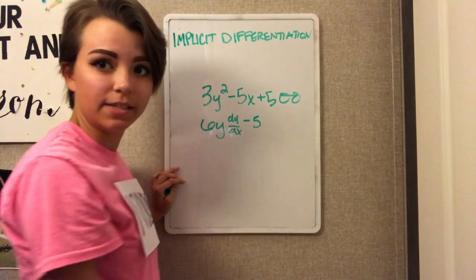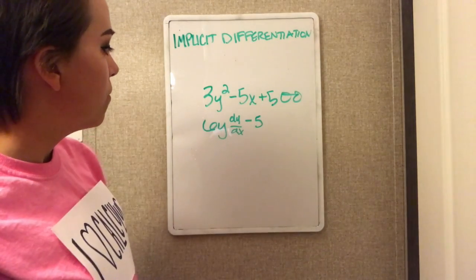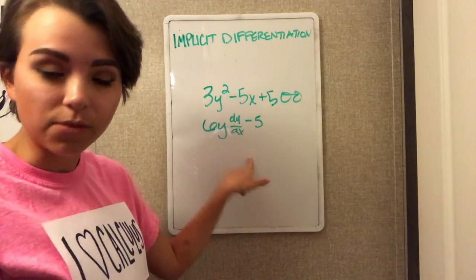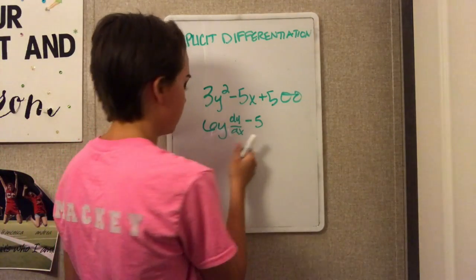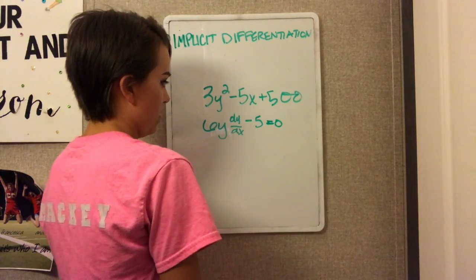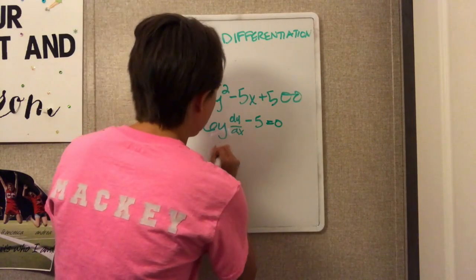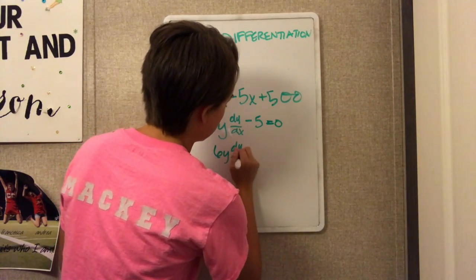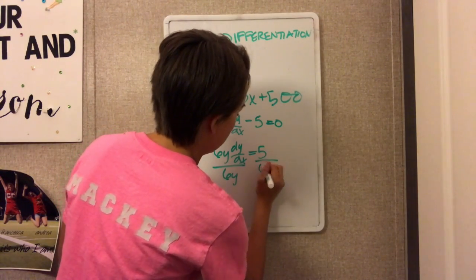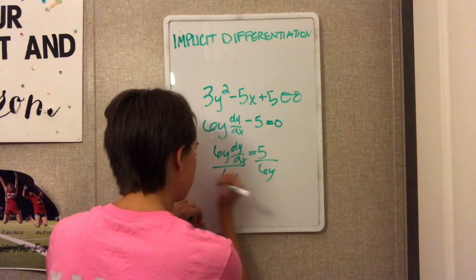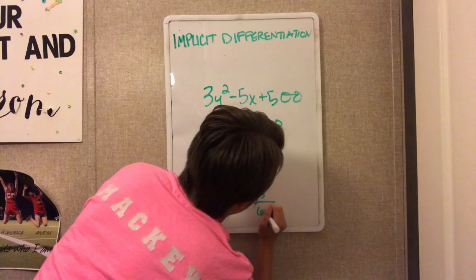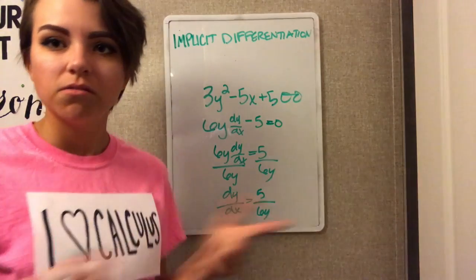And then the 500 goes away because it's a constant. And then we have to find out what dy dx equals. So we're going to add the 5 over, so we have 6y dy dx equals 5. Then divide by 6y. So dy dx equals 5 over 6y. Simple enough, right?